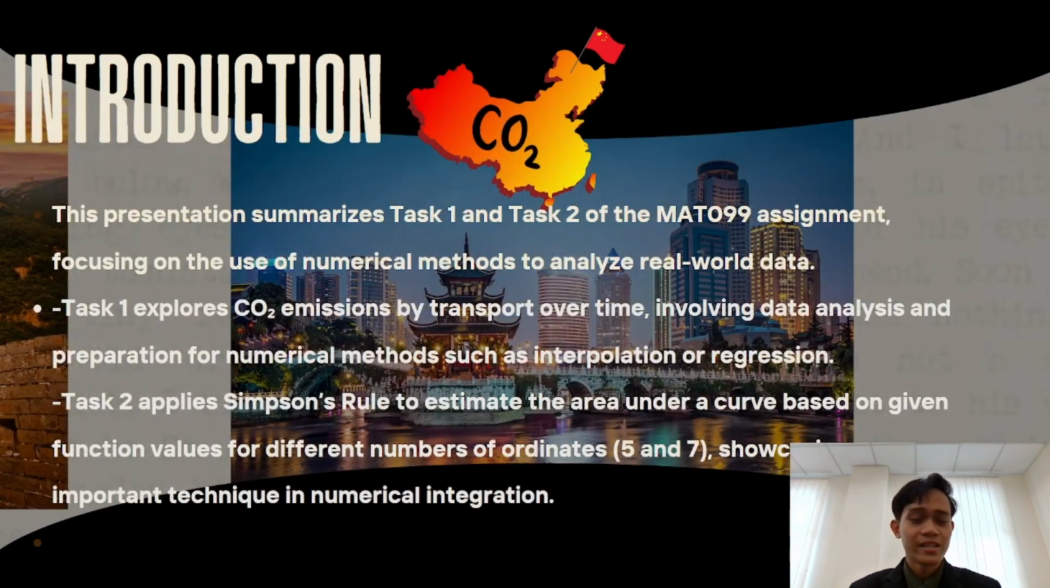So our introduction is, this presentation summarizes Task 1 and 2 of the MAT009 assignment, focusing on the use of numerical methods to analyze real-world data. Task 1 explores CO2 emissions by transport over time, involving data analysis and preparation for numerical methods such as interpolation or regression. Task 2 applies Simpson's rule to estimate the area under a graph based on given function values for different numbers of coordinates, 5 and 7, showcasing an important technique in numerical integration. This will be discussed later in the slide as our other group members will be presenting.